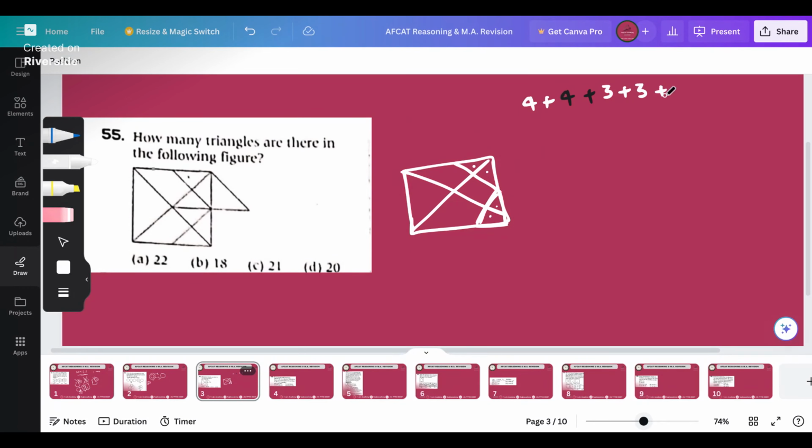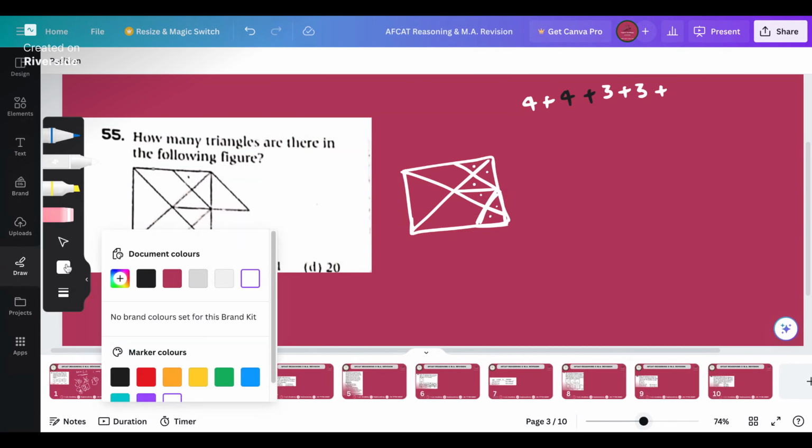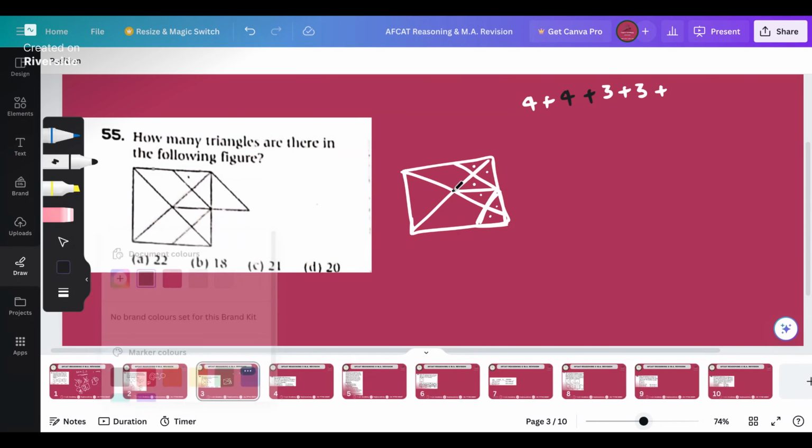Write down 3 plus, now introduce this one. Okay, so what happens over here? 1, 1, 2, and this bigger one. Let me change the color. 2, this is 3, and this is your 4. So how much is that? Just write down 4 over here.